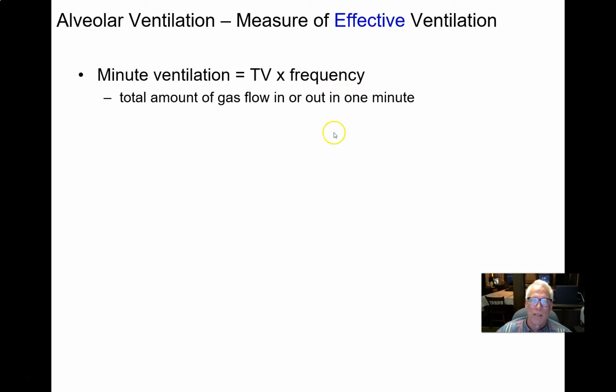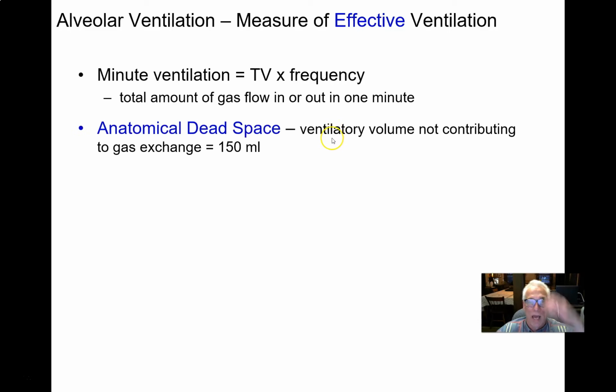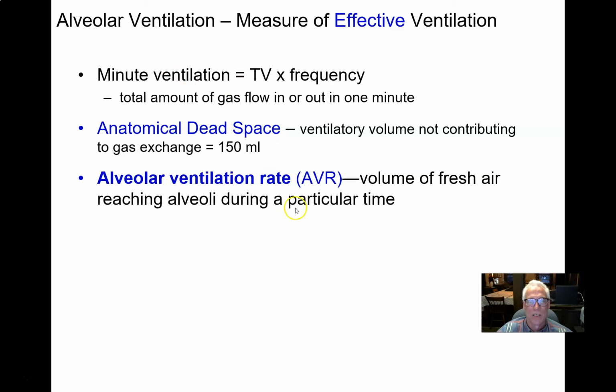Well, the thing about it is, though, that doesn't account for anatomical dead space. How much of that minute ventilation is actually that 150 mils just moving back and forth in the airways into the alveoli and back into the airways and so forth? Not very helpful in terms of getting oxygen into the body. So we have a different metric that's much more useful.